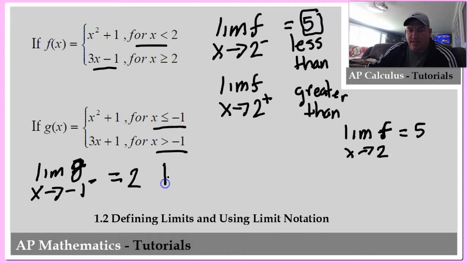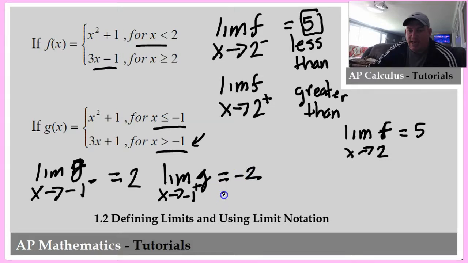Now, if we look at the limit of our function g as x approaches -1 from the right-hand side, indicated by our little plus sign there, again, from the right-hand side also means greater than -1. So greater than -1 would be the bottom portion, and then we put a -1 there and get -3 plus 1, which is -2.